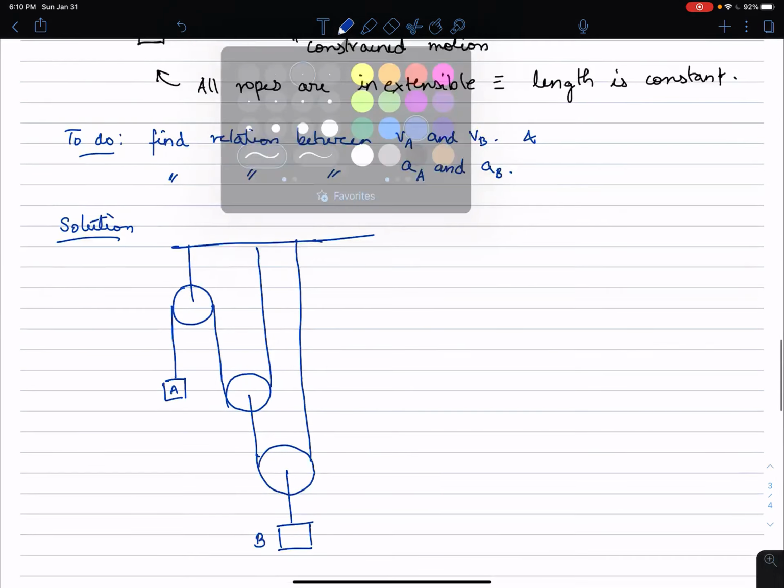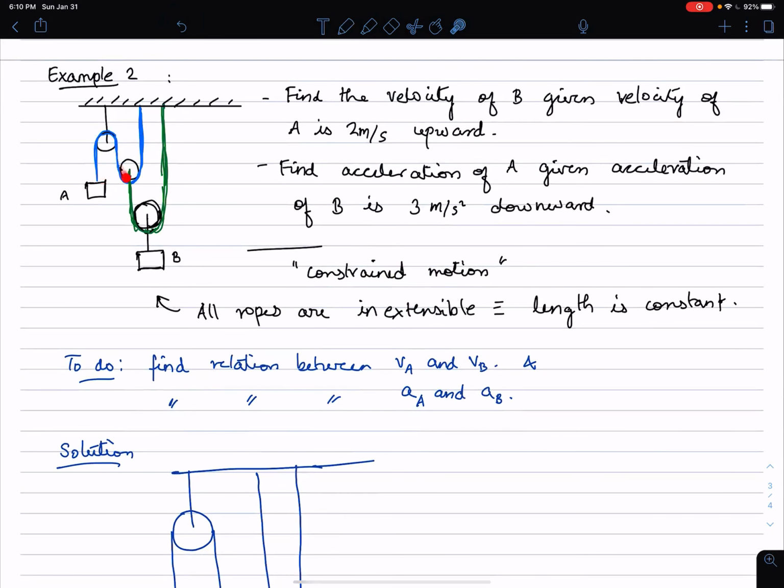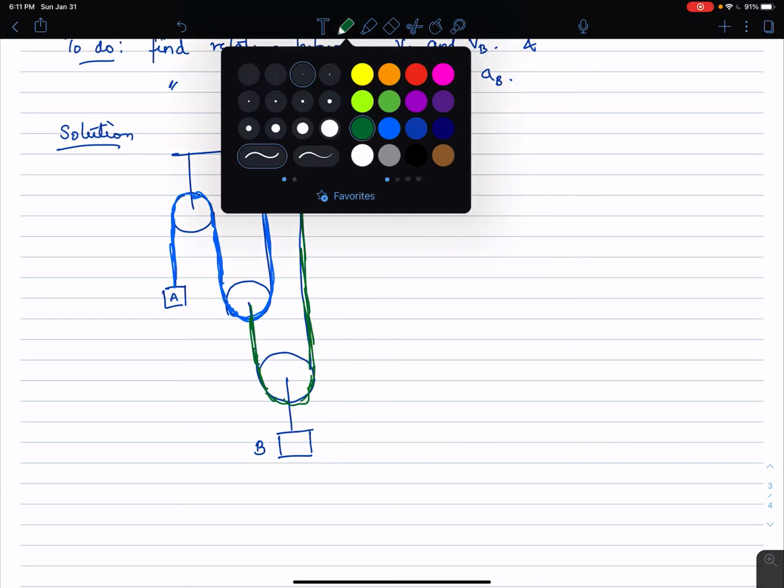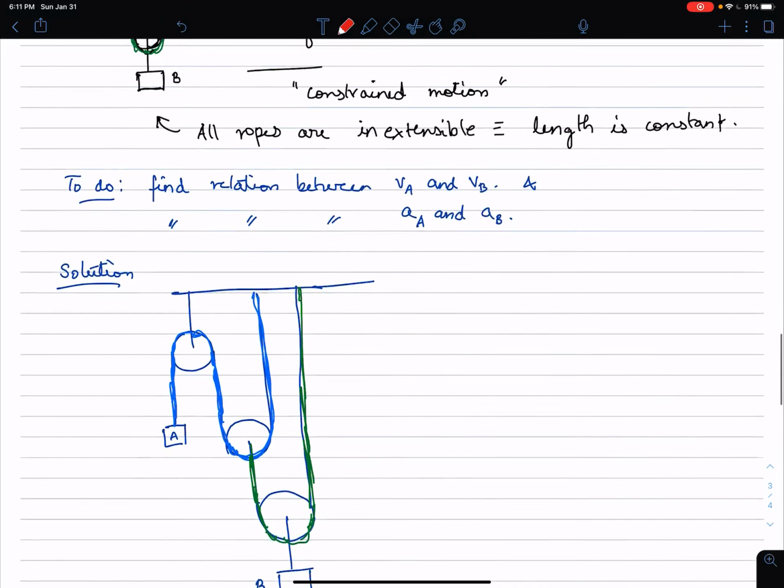Okay, so in the original picture I had drawn the ropes connecting the pulleys in different colors to indicate that there's a green rope here and then there's a blue rope here. So let me use those colors again. Kind of like so. And then a green rope. For that, okay. Now let's define various quantities.